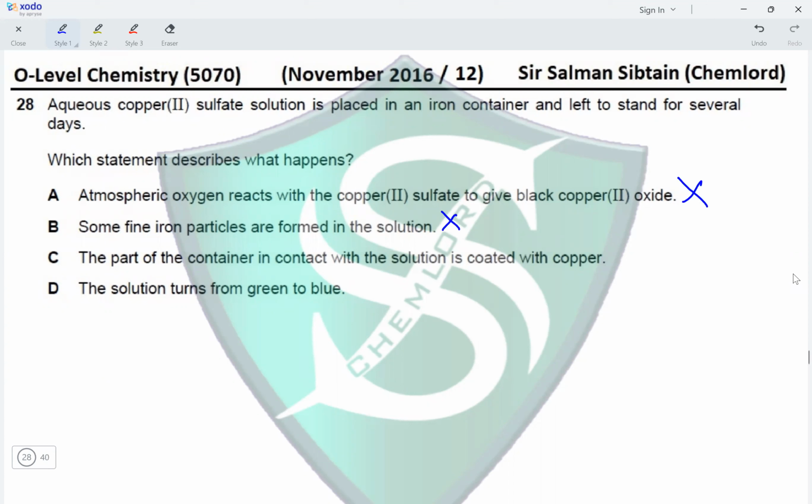The part of the container in contact with the solution is coated with copper. Yes, because iron is more reactive than copper, so iron displaces copper in copper sulfate, and copper metal is coated onto the iron container. And the solution turns from green to blue. No, this does not happen. We are not having iron replacing copper in the solution. So the correct option for this question is option C.